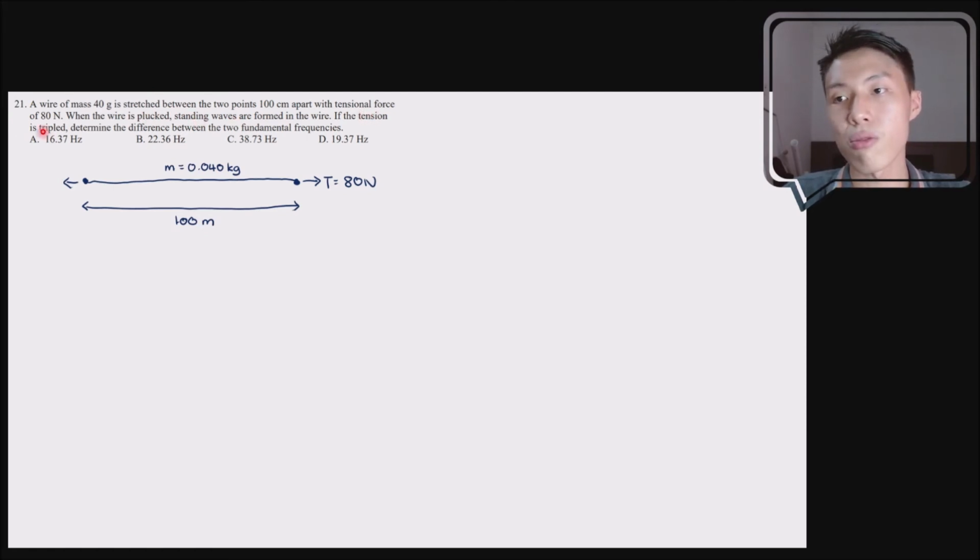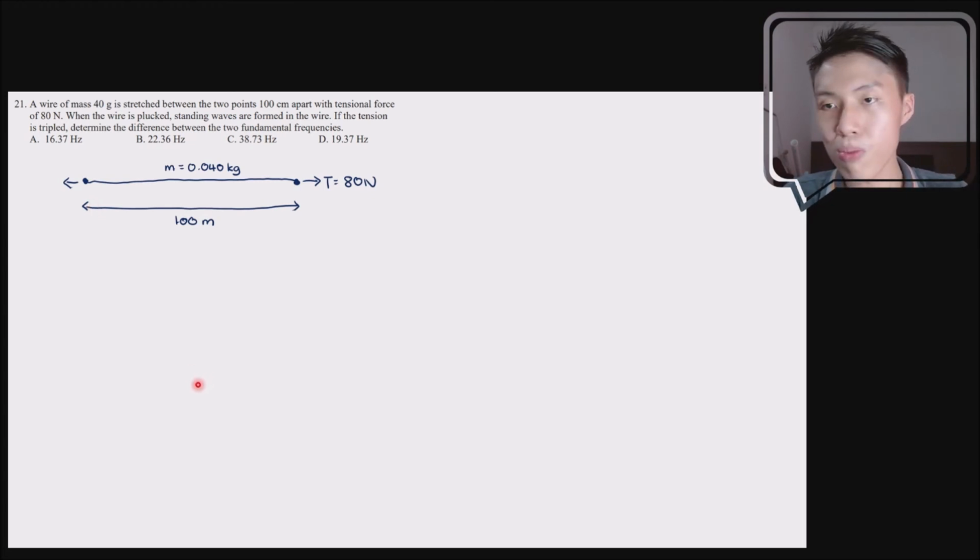And they ask, if you triple the tension, make the tension 240 Newton, what will be the difference between the two fundamental frequencies? So you are going to stretch the wire with 80 Newton of force, then you are going to pluck it, then you observe the fundamental frequency, the frequency of the fundamental tone. Then after that you increase the tension to become 240 Newton, then you pluck again, then you observe the fundamental frequency, then you find the difference between the two frequencies. That's the idea that we are going to explore over here.